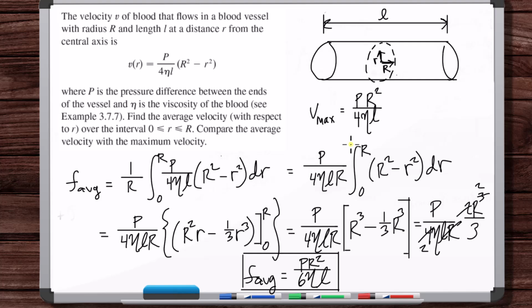So they differ. Comparing these two, they differ by a factor of, so what's 4 times what is equal to 6? 6 divided by 4 is 3/2. So if you multiply this by 3/2, you get the max. So the maximum velocity is 1.5 times greater than the average. It seems kind of small, but interesting.